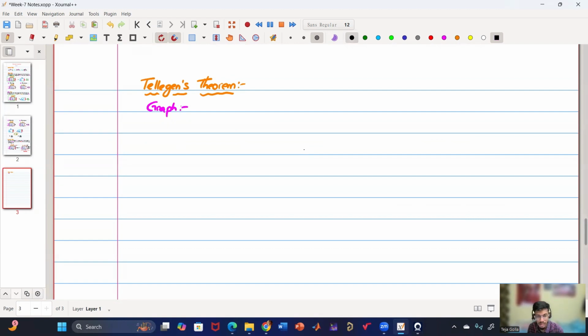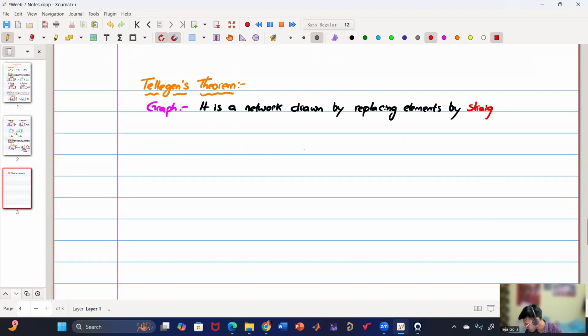So if a network is drawn by replacing the branches, or elements, by straight lines and nodes by bullets, it is a graph.